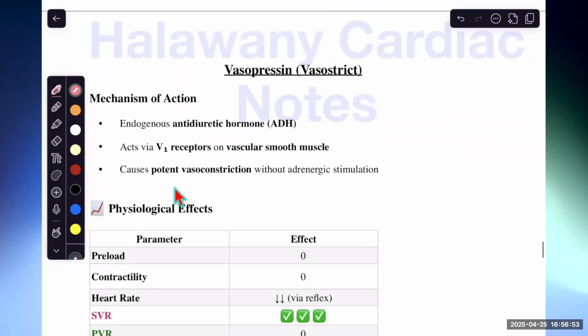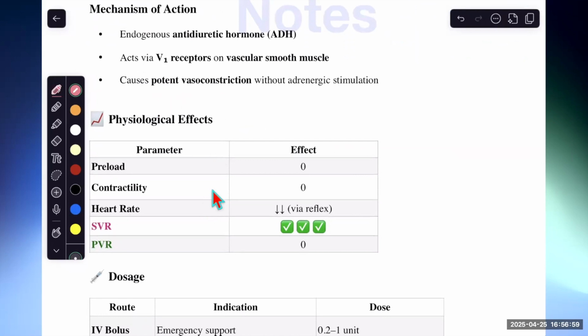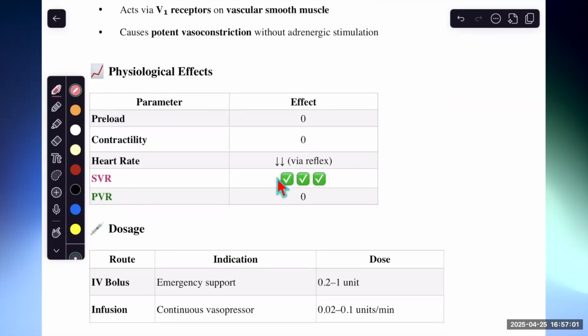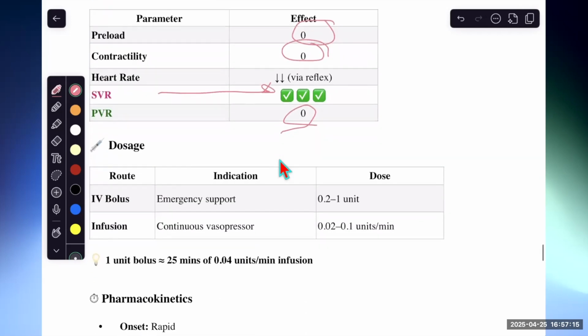Vasopressin. It's another drug. It's endogenous, and it acts on V1 receptors. Potent vasoconstrictor. Okay, as we said, this is the primary one. But what about its effects on the preload? Nothing. What about the contractility? Nothing. What about the PVR? Nothing. But it can cause some reflex decrease in the heart rate.